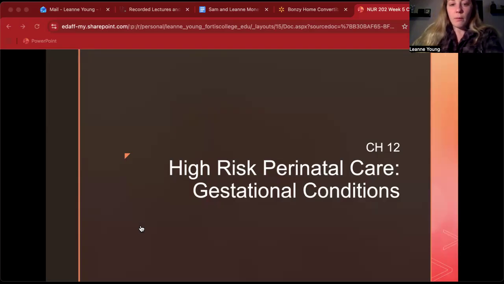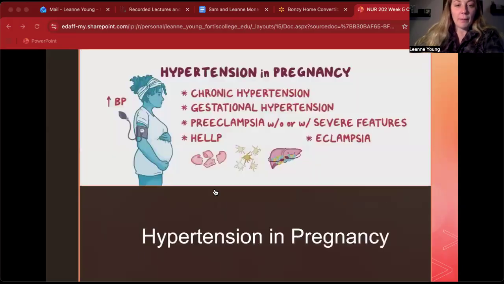So, moving on here to chapter 12, we're going to talk about our high-risk perinatal care, gestational conditions. Hypertension in pregnancy. We are going to talk about this a lot, and there's going to be a lot of questions about it on exam 2. So I want you guys to understand hypertension in pregnancy like the back of your hand, because it is going to be something you see throughout the rest of this class.